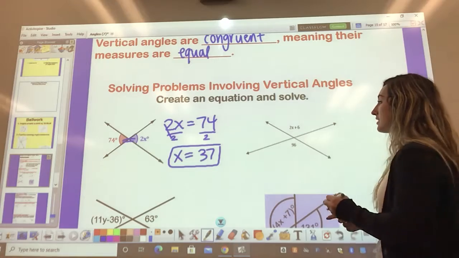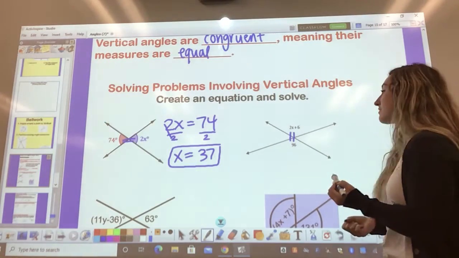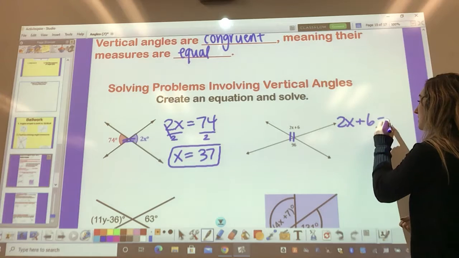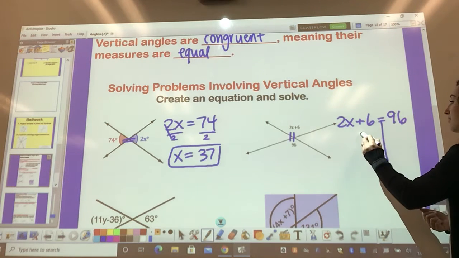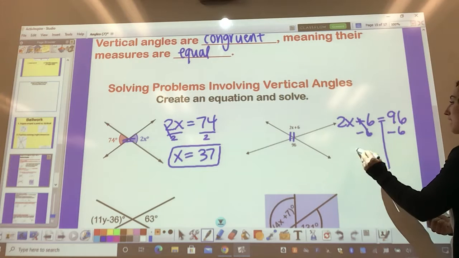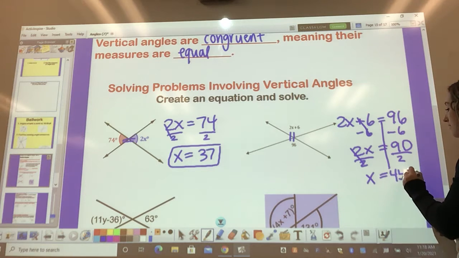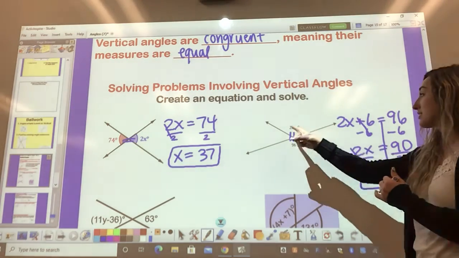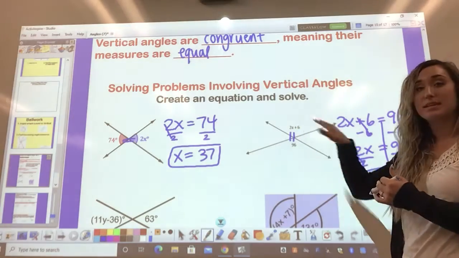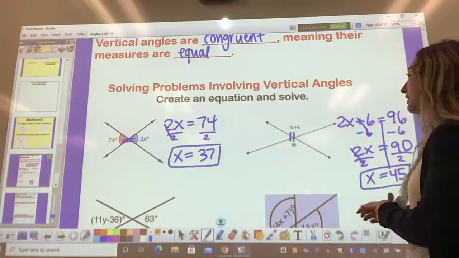All right, moving on to here. Again, I'm given these two angles. Since they're vertical, I know that they're equal. So I'm going to set up that equation. I know that 2x plus 6 needs to equal 96. So we can use this equation to solve for x. I would subtract 6 on both sides to give us 2x equals 90. And then from there we would divide both sides by 2 to get x equals 45. Again, I knew that this angle needed to be 96, and in order for it to be 96, x would be 45. So again, I'm not finding the missing angles, I'm just figuring out what x needed to be.